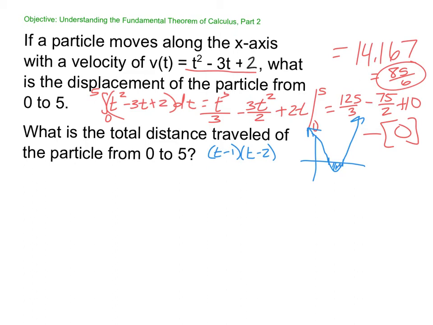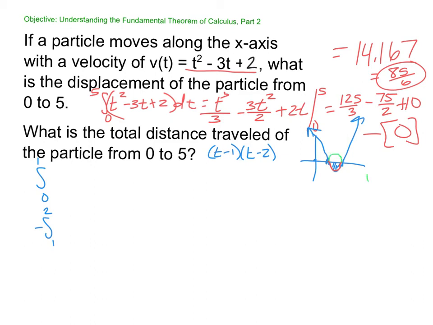for this part. So what we have to do is integrate from 0 to 1, and then integrate from 1 to 2. But from 1 to 2, we have to flip the sign, because what the absolute value does is it takes that part below and flips it up. So this graph actually looks like this.